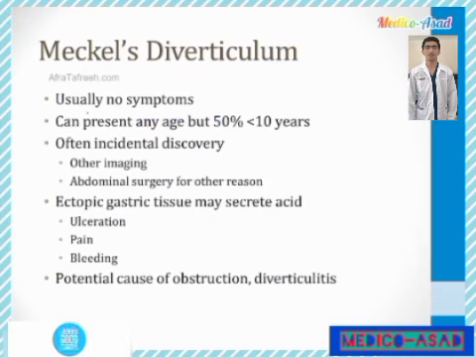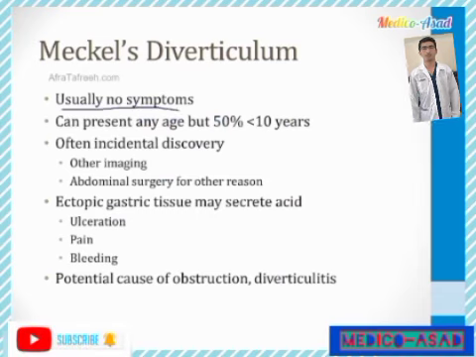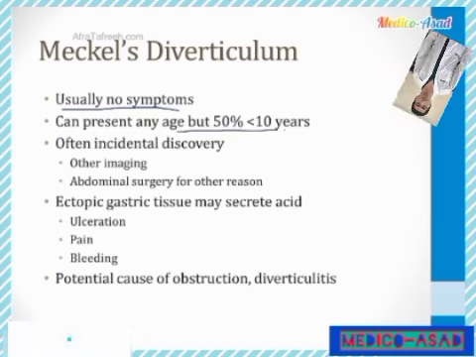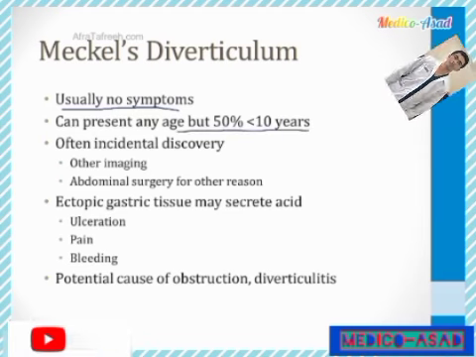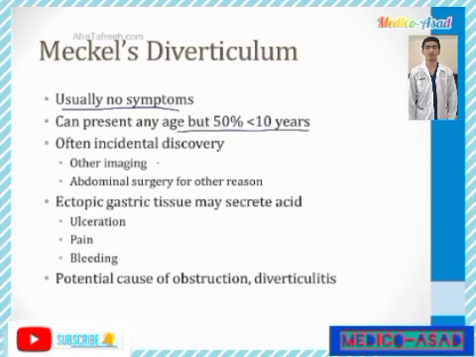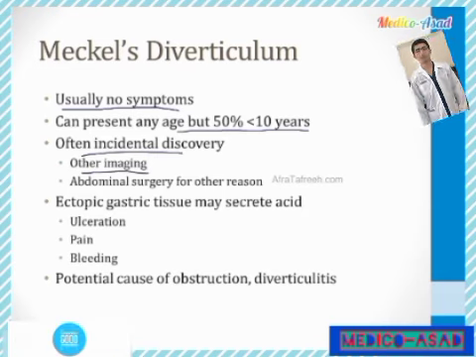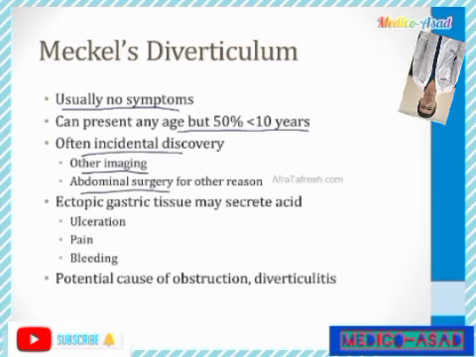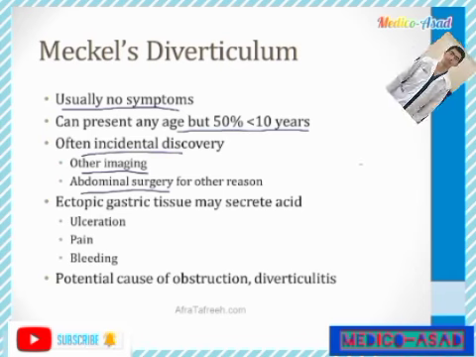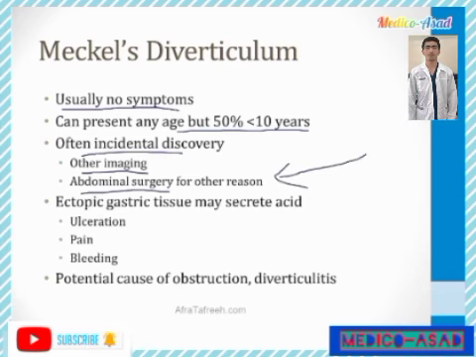Most people who have a Meckel's diverticulum do not know it, and they have no symptoms. When these are symptomatic, they can present at any age, but half present before age 10, and many people think of a Meckel's diverticulum as a childhood disorder. It's often discovered incidentally when someone has imaging of the abdomen for some reason, or if they have abdominal surgery. For example, to remove an inflamed appendix, sometimes a Meckel's diverticulum will be noticed on inspection.